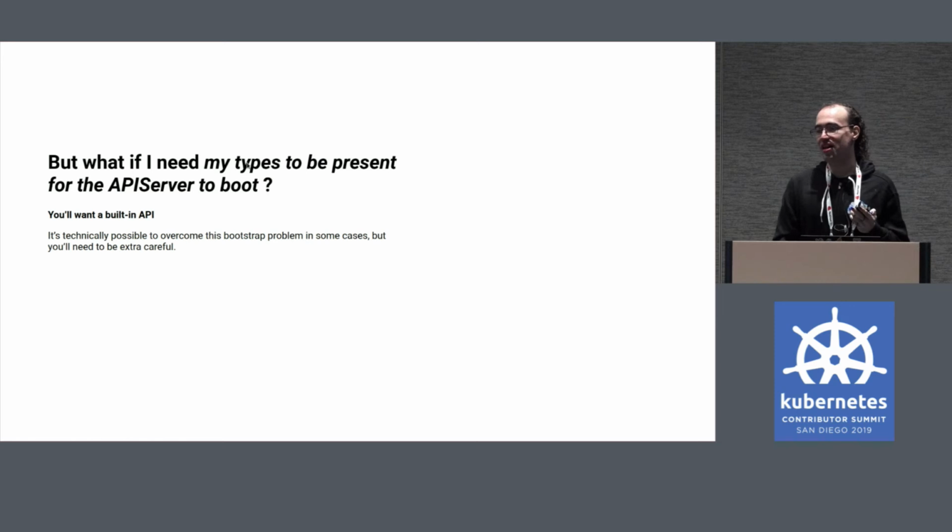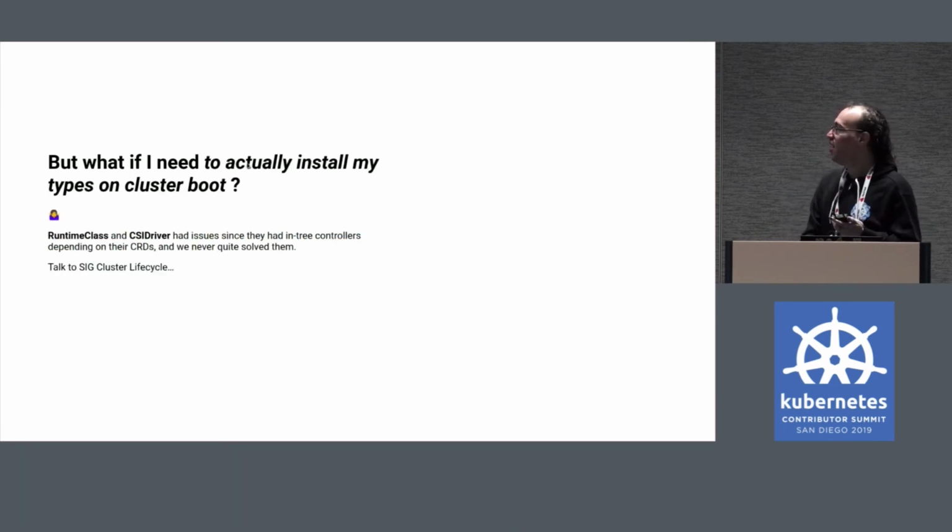So the last set of things are the Bootstrap problems, okay? If your types need to be present for the API server to boot, you might need to fall back to a built-in API. We currently are a little bit sketchy on how to deal with the Bootstrap problem for CRDs. It might be possible to work around it. If you have any brilliant ideas for how to solve it, come talk to us. We'd love to get people involved in that.